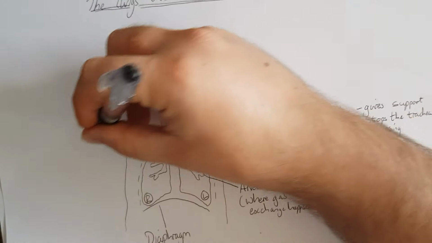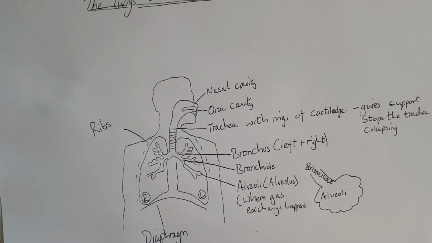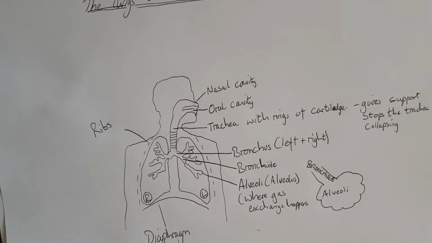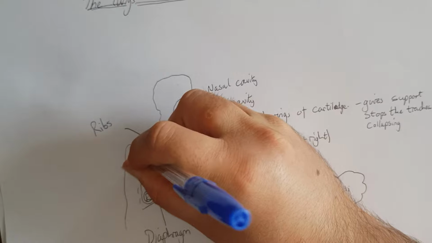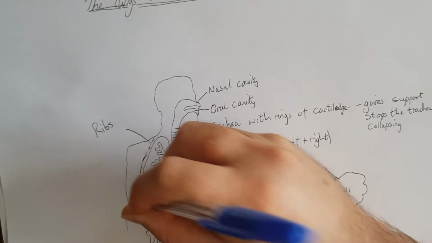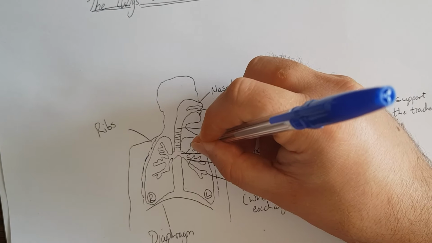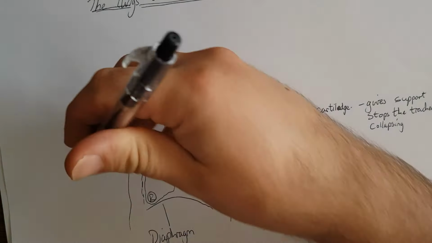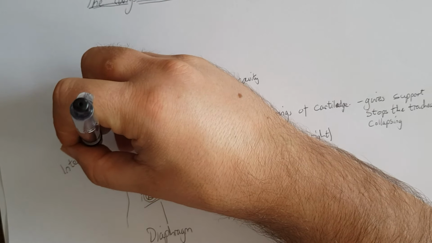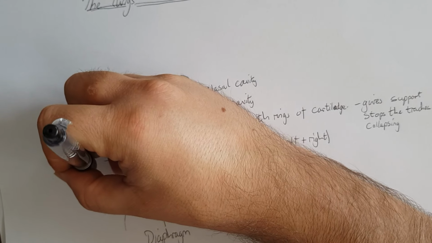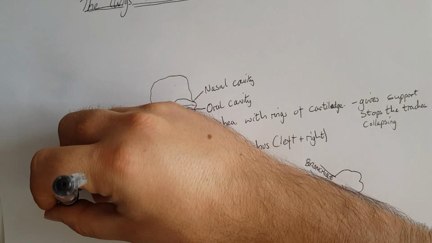We've also got our ribs, so our rib cage going around our lungs. That is there to protect our lungs and our heart. And between the ribs, I'm drawing them in blue. I'm not sure how clearly you can see that it is blue on there. We have something called the intercostal muscles. And these help with breathing as well.